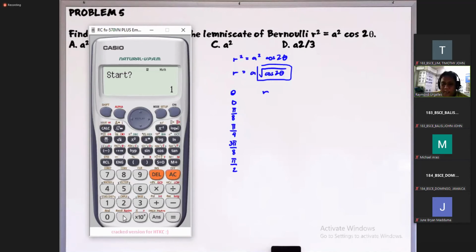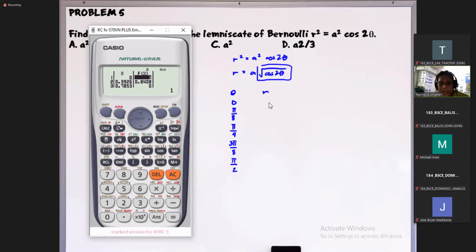Our start is 0, so we enter 0. Our end is pi over 2, so we have pi over 2. Then for our step, as you can see here, we keep adding pi over 8. So we have pi over 8. Okay? So these are our values, and we will write them here.